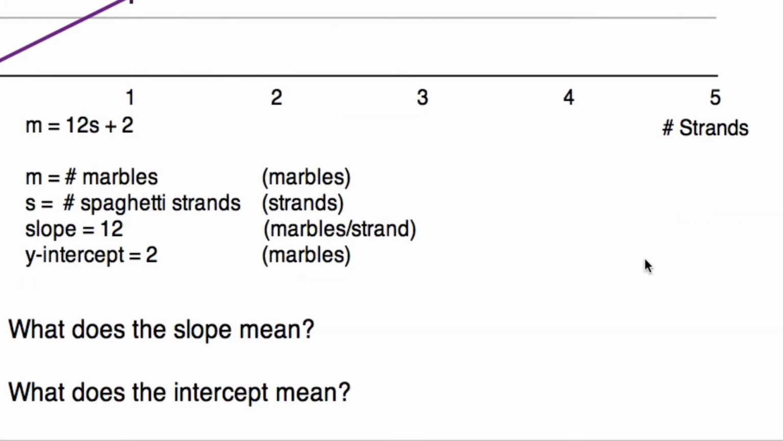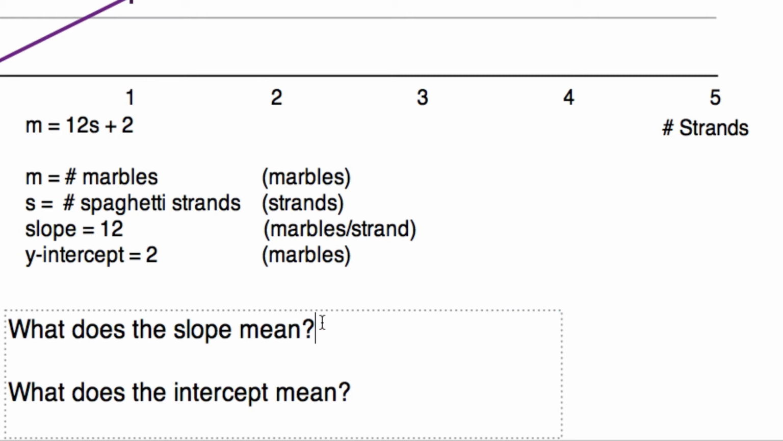But that's not the only work I must do in physics. I must also make sure that I label what each variable is and what the units are. So for my y variable, m is number of marbles, the units are marbles. S, number of spaghetti strands, the units are strands. The slope always has units of the rise variable, marbles, over the run variable, strands, and that's marbles per strand. And finally, our y-intercept always has units of the dependent variable, in this case, marbles.